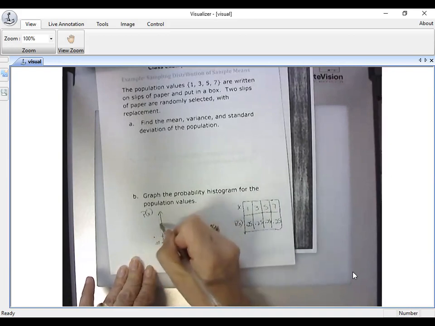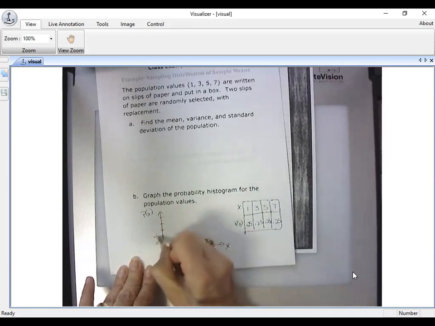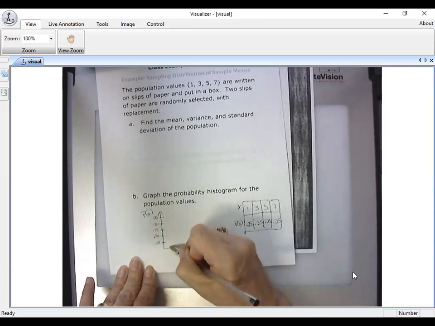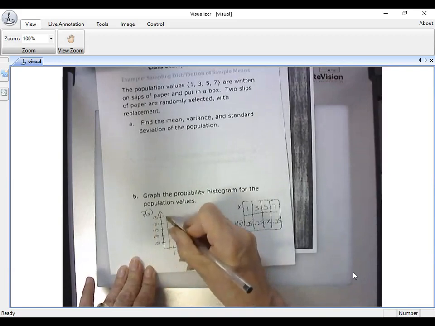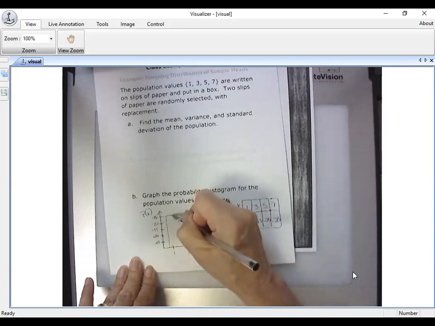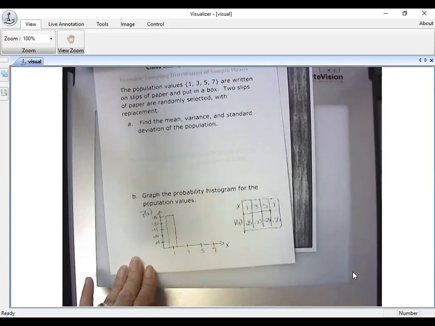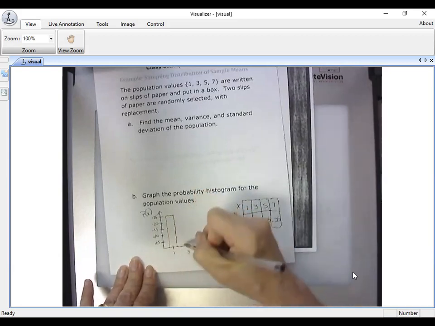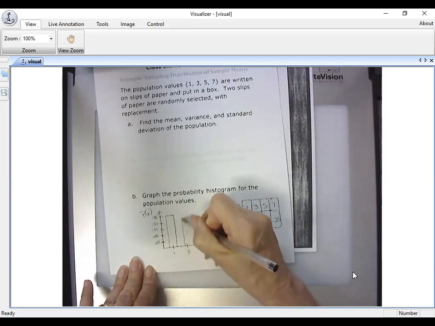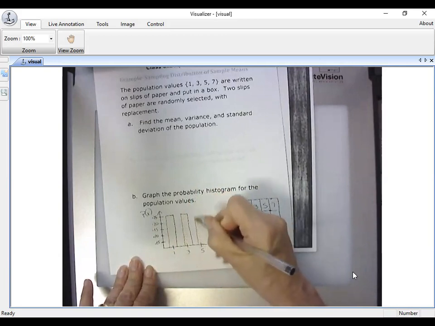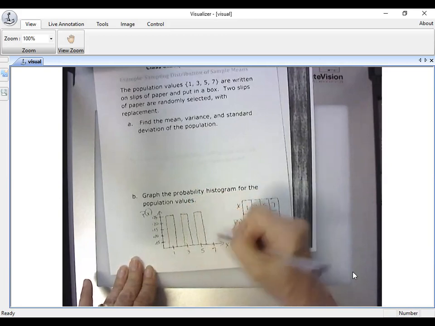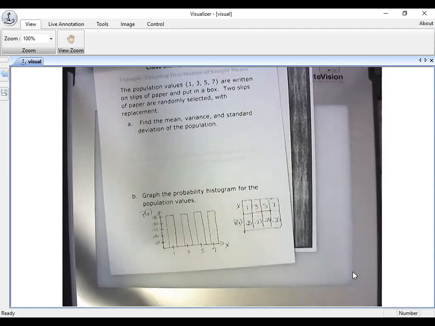I guess I can. That would be 0.10, 0.15, 0.20, and 0.25. So my bar for 1, since it has a probability of 0.25, would look like that. My bar for 3 would look like what? Same thing. For 5 and for 7. They're all the same height, aren't they?